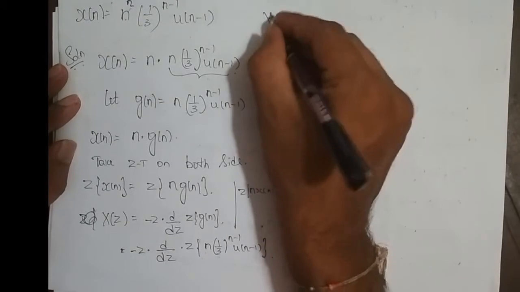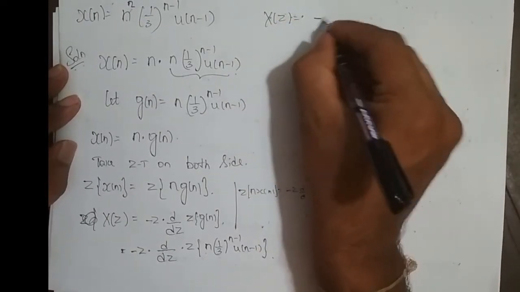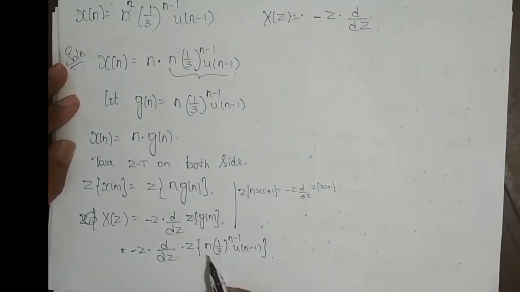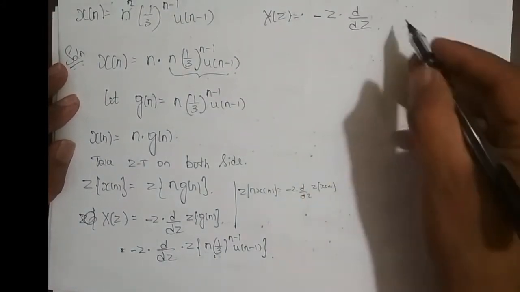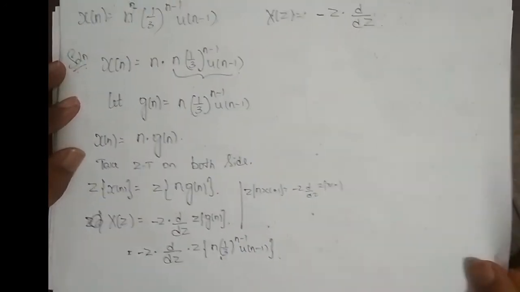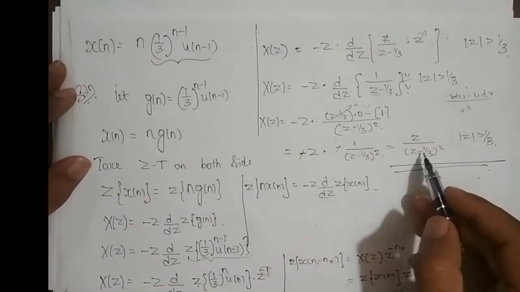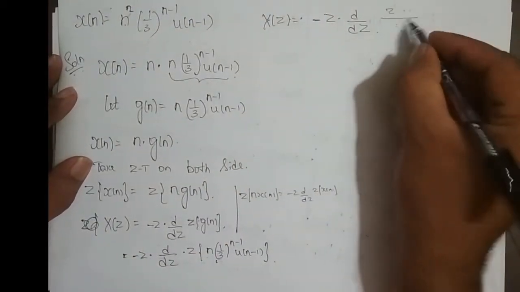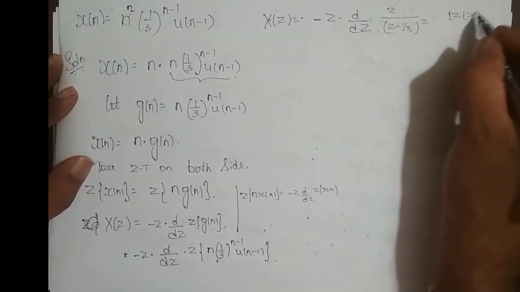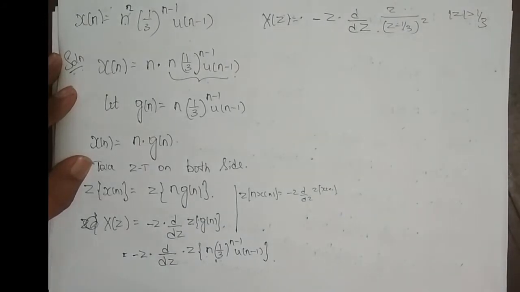So X of z is equal to minus z into d by dz of, see, I have the result which I have done in the previous problem, so I will directly copy it here. In your case you have to solve it and then write it here. So what is this? It is z divided by (z minus 1/3) whole squared, with ROC magnitude of z greater than 1/3.